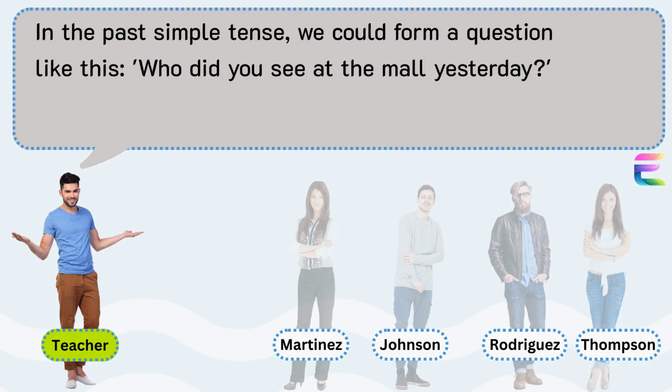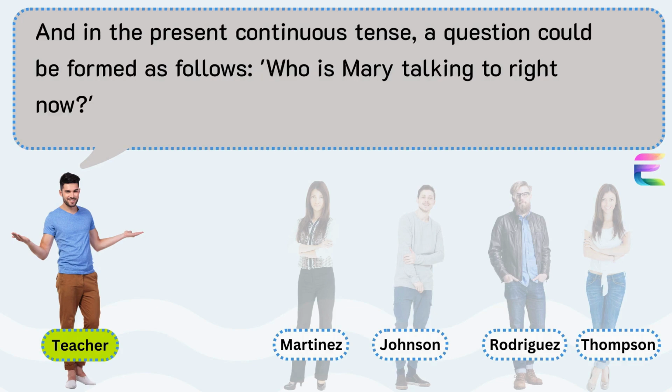In the past simple tense, we could form a question like this. Who did you see at the mall yesterday? And in the present continuous tense, a question could be formed as follows. Who is Mary talking to right now?